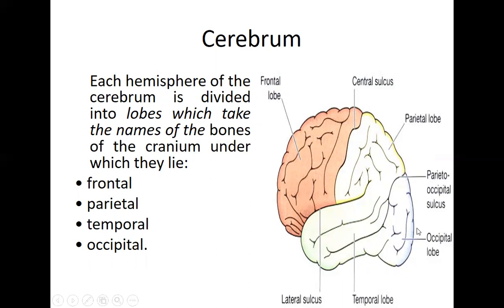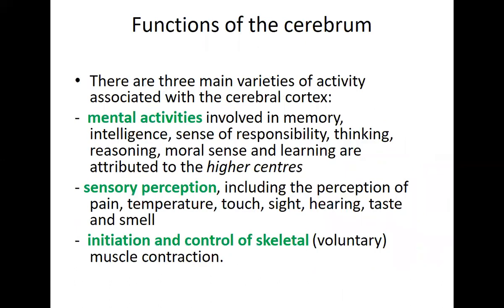The part under the occiput will be the occipital lobe. Under the parietal bone will be the parietal lobe. Under the temporal bone will be the temporal lobe. So it is divided into four major areas, four lobes: frontal lobe, parietal lobe, occipital lobe, and the temporal lobe. These are the four lobes. So these are under specific bones, and they take the name of the bone that they lie under.